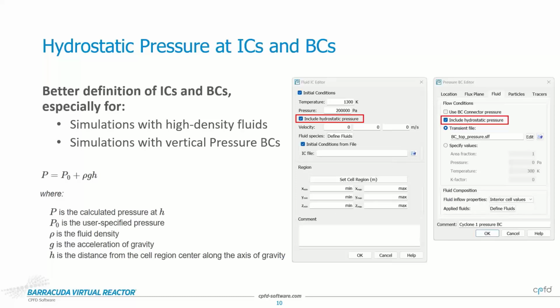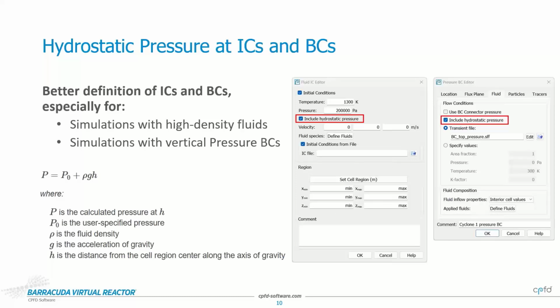Another feature you'll see in this release is the ability to include hydrostatic pressure at fluid ICs and pressure BCs. This will have the most impact for simulations that involve fluids with relatively high density in the flow domain, or those that have pressure BCs in vertical orientations. By using hydrostatic pressure for a fluid IC, a simulation can often start more smoothly because the pressure profile at time 0 should be closer to the steady state condition after a hydrostatic pressure profile has been established.